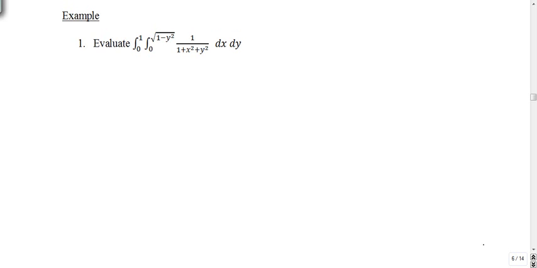You see for the x limits, x goes from 0 to square root of 1 minus y squared. Look at what happens. Let me just put x equals the square root of 1 minus y squared. Let's work that out. Square both sides. x squared equals 1 minus y squared. This is x squared plus y squared equals 1. So you see it's a part of a circle. So you recognize that, so you know you have to use polar coordinates.